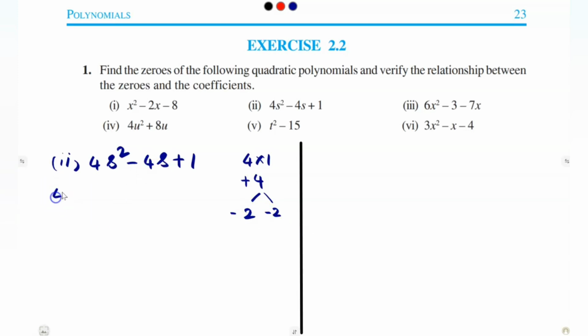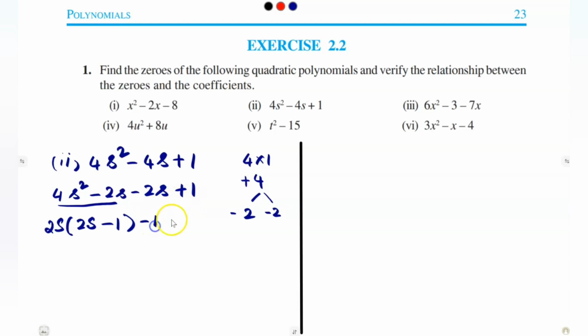So let's start by taking 4s square. Instead of minus 4s in the middle, we'll write minus 2s minus 2s plus 1. Now take the common factor from the first two terms. 2s is common, so we get 2s into 2s minus 1. Then take minus 1 as common, and 2s inside: minus 1 into 2s gives minus 2s, and minus into minus is plus, so you get minus 1 inside. So now the factors are 2s minus 1 and the other one is also the same factor, 2s minus 1.